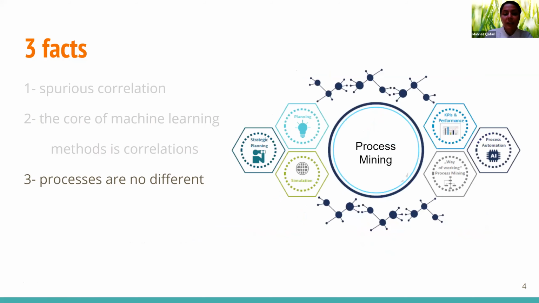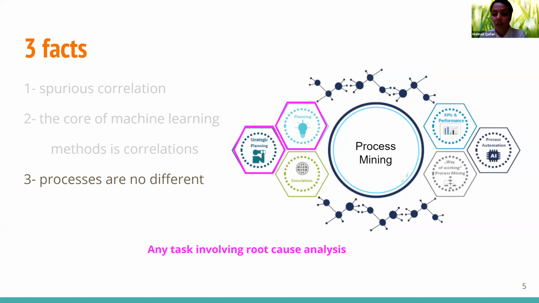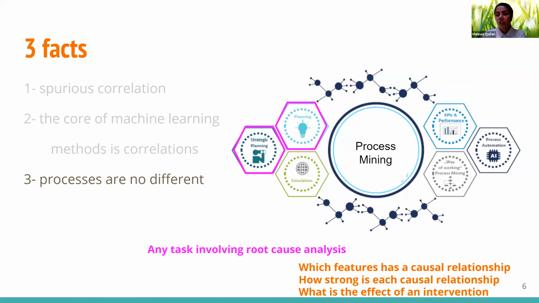And the third fact is that process mining is not different. Even in processes, we can find a lot of features that are highly correlated but not causally related to each other. This fact comes into the picture when we look at tasks that need root cause analysis, where we need to perform some change in our processes to make a difference in their outcome. For example, we have a problem in our process and we want to solve it. Then definitely correlation is not enough.